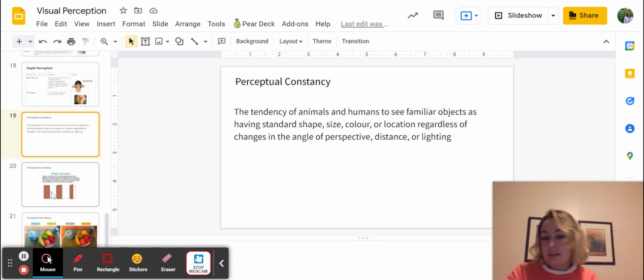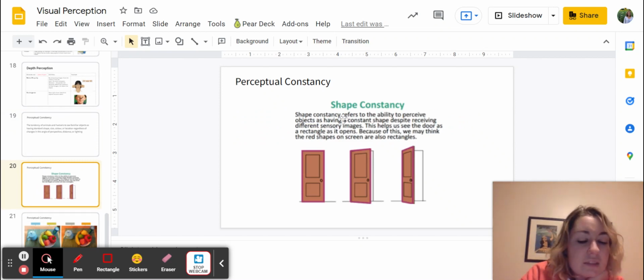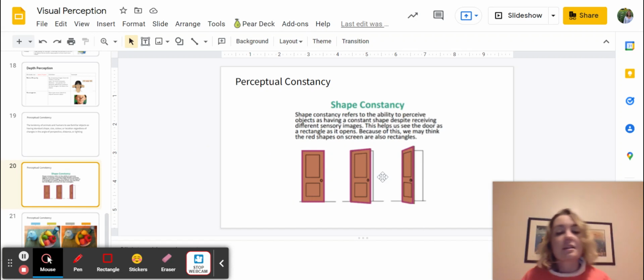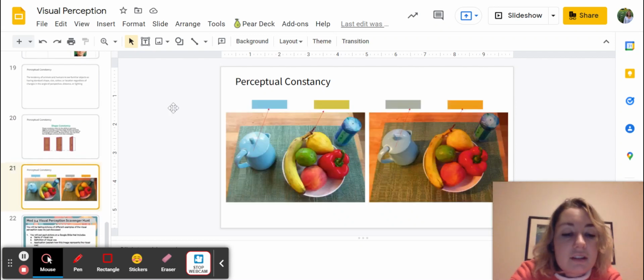Here are some examples that make this make sense. Shape constancy is the idea that objects have a constant shape despite potentially changing and moving. For example, if this door opens, we still perceive it as a rectangle, even though it doesn't look like that once it opens. We perceive it to always be the same shape because we know it's a door. Despite when it moves, it doesn't look like that rectangle anymore. That's shape constancy.